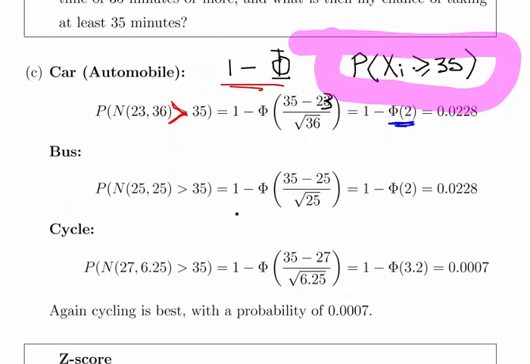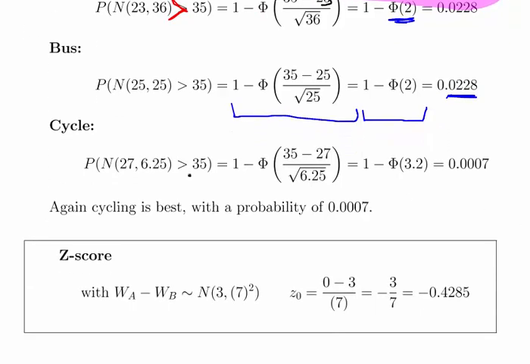Okay, just for different numbers, they happen to give us the same outcome. 1 minus phi of 2 gives us 0.0228. And 2 is 35 minus 25 divided by the square root of 25. Finally, cycling is the best here.